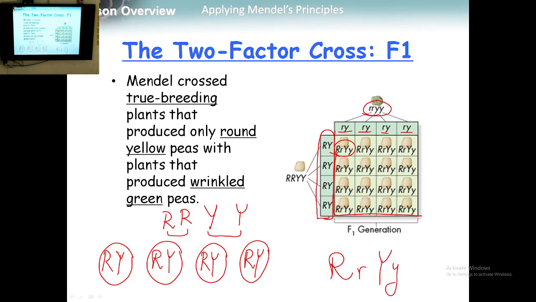You have to know that because the parents are homozygous, okay? So you have to find the gamete in the beginning for the first parent, the gamete for the second parent, and the offspring, which is found in the F1 generation. Okay, is that clear? Let's check the results.